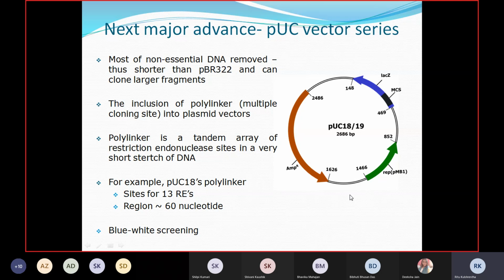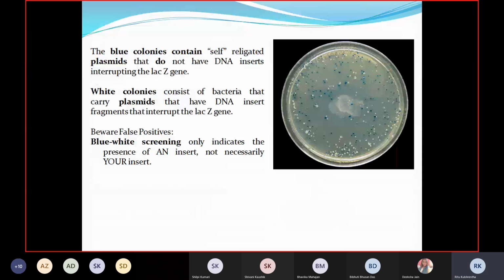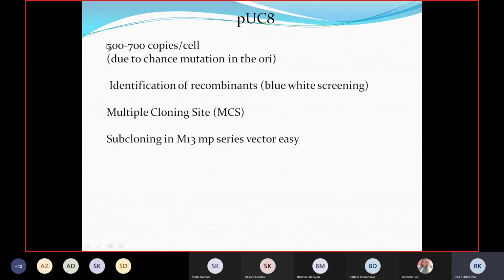And one more thing was that in pUC vectors, when they were manipulating these vectors, a chance mutation took place in its ORI region, and the copy number was drastically increased. So the pUC vectors had around 500 to 700 copies per cell due to a chance mutation in the ORI. So now you can understand the importance of ORI and how various scientists are still trying to manipulate the ORI in such a way that the copy number is increased for any particular plasmid that they are working on.